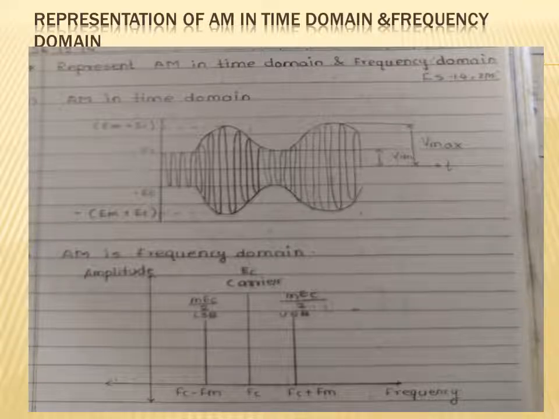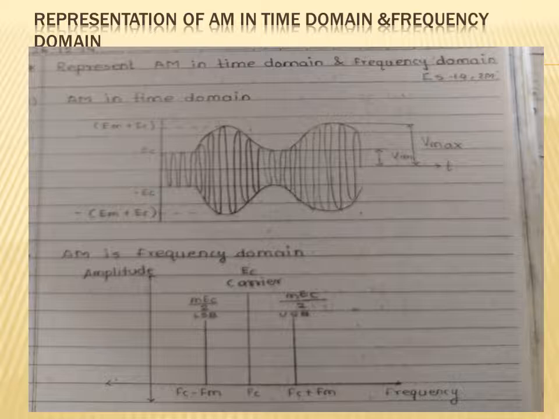First is AM in the time domain, where you draw the AM modulated signal as it is. The second diagram is AM in the frequency domain. You have to draw the carrier signal and the two side bands, lower side band and upper side band. You also have to show the amplitude and frequency of both side bands, and the amplitude and frequency of the carrier signal. So this is the representation of AM in the time domain and frequency domain.